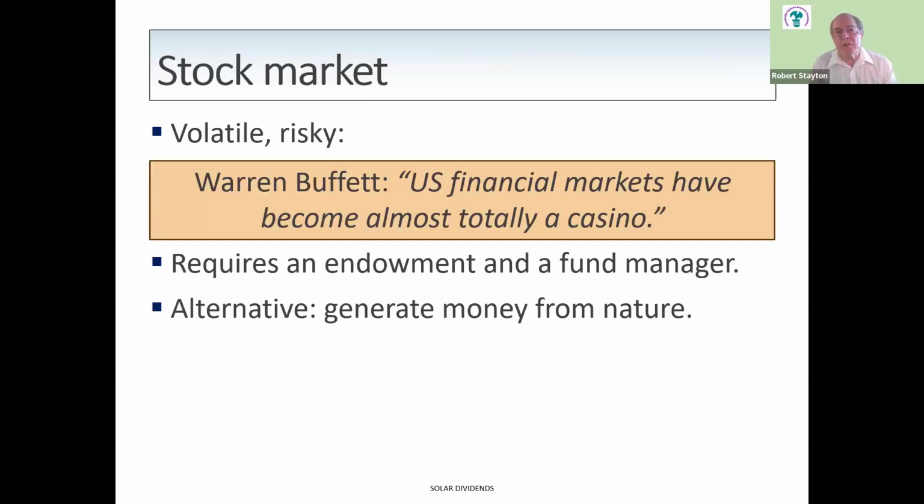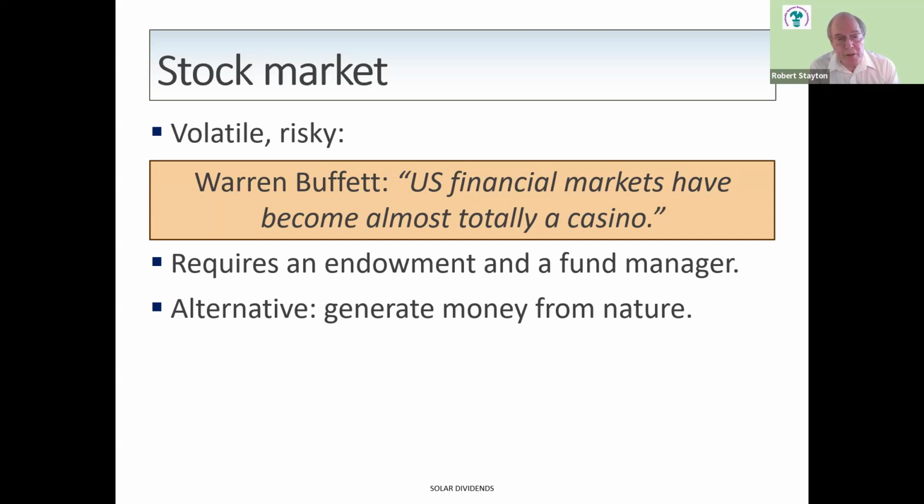Most people think of stocks and bonds, but they are volatile and carry considerable risk. Warren Buffett is on record as saying, US financial markets have become almost totally a casino. Also, to get started in the stock market, you need a large endowment to invest, and you need to pay a professional fund manager to buy and sell stocks. But there is an alternative investment, generating money from nature.